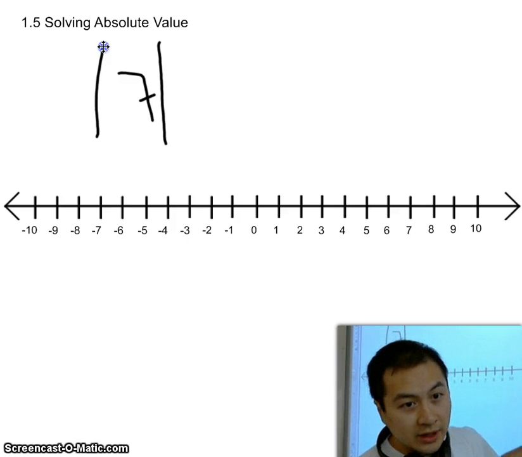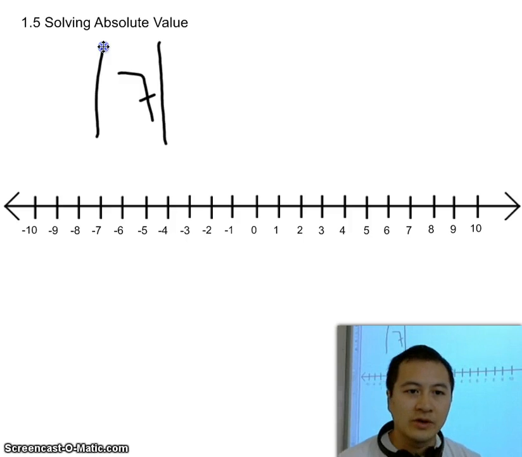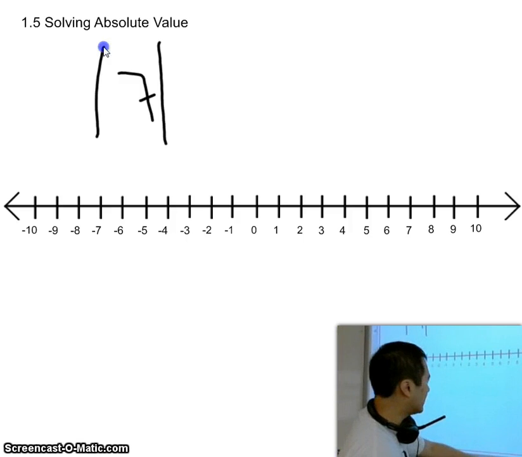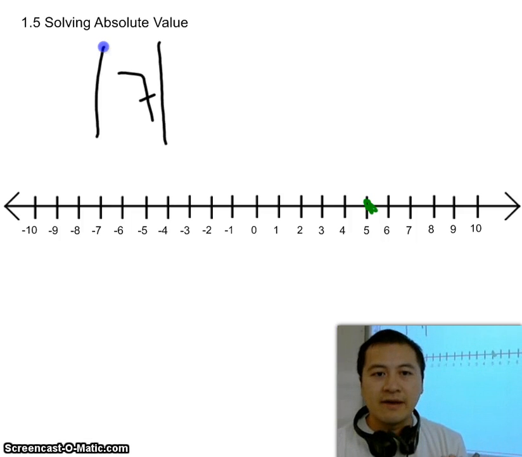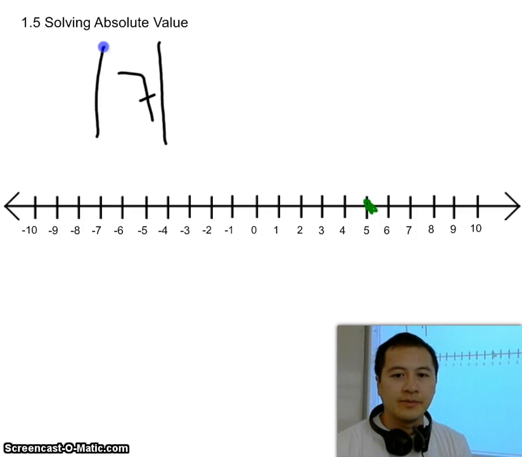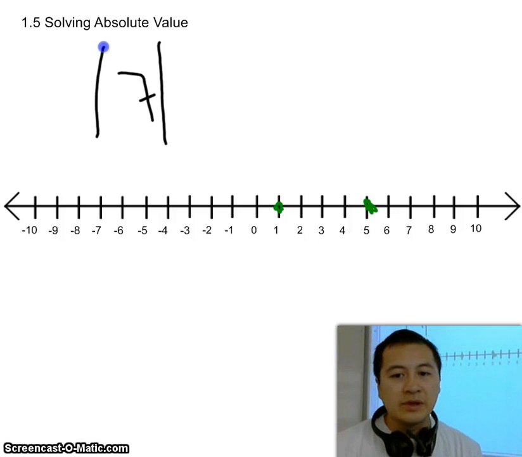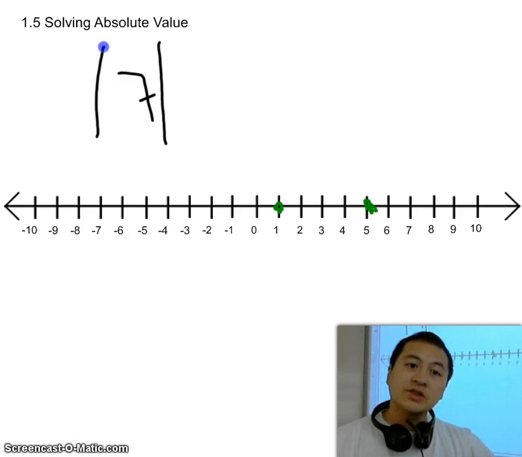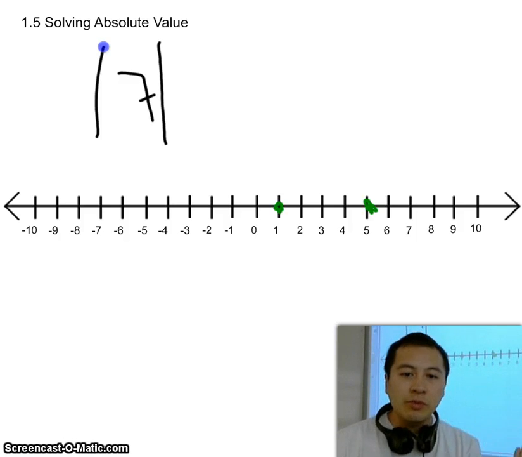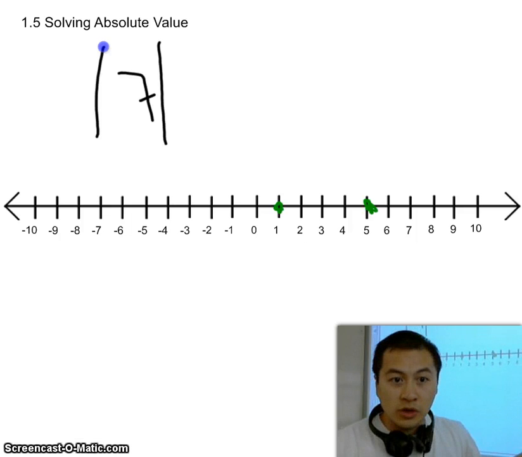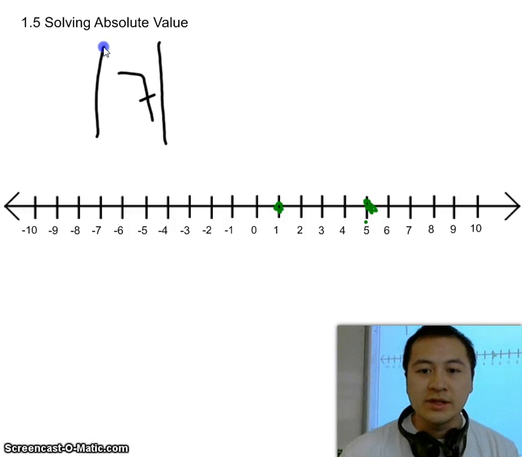Position, look at this number line I put up for you guys. Position is where you are on the number line. For example, if I put a dot right here, my position is 5. If I put another dot right here, my position is 1. Positions are where you're standing on the number line. Distance is the distance of two points, or distance of those two positions. So the distance between 1 and 5 is 4.